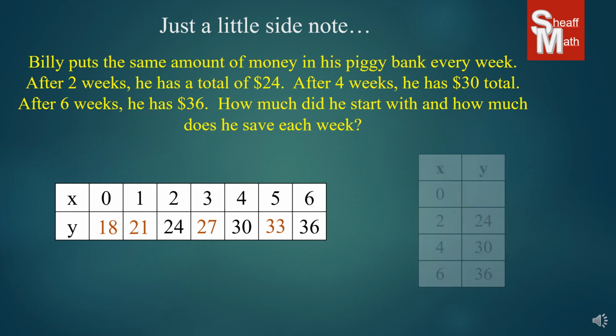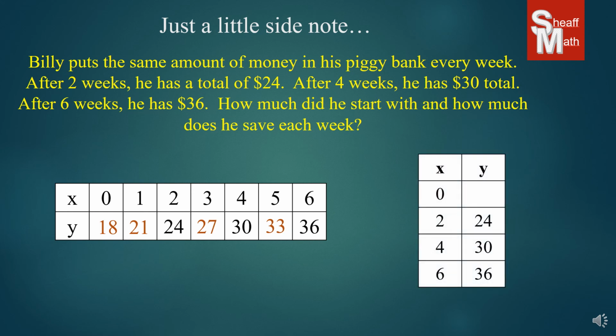Another thing is that you can always use a vertical XY table. There's no problem with that. For some reason, when I'm doing arithmetic sequences, I like to see them in a row like the left-hand side.